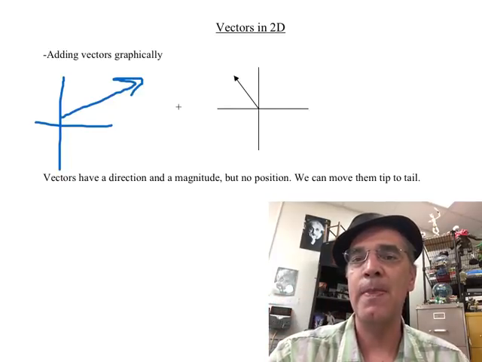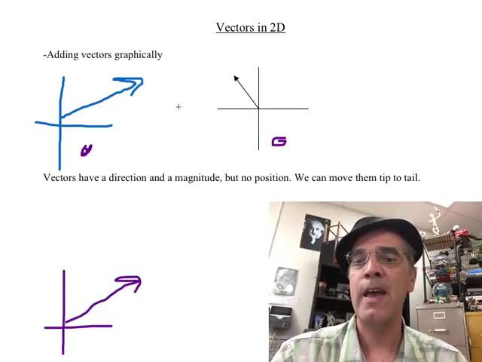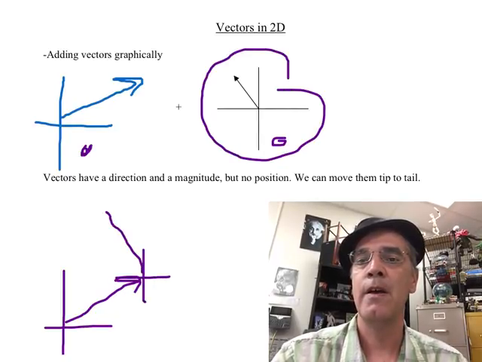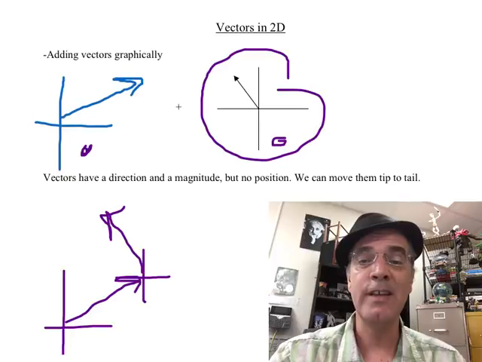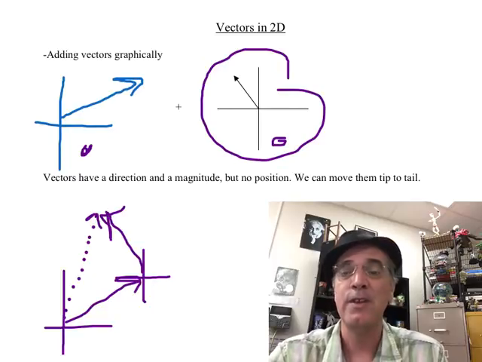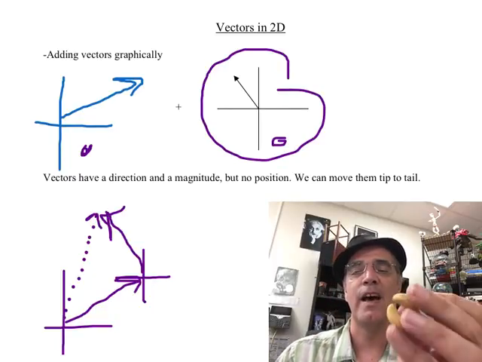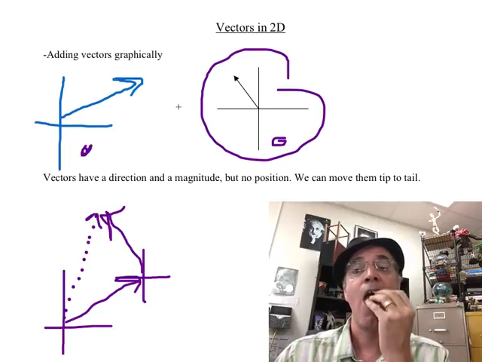So if we want to add this one with this one, we'd first draw that first one, which went like that. Then at the end of that one, we make another coordinate axis and we put this one. And the resultant is basically the dotted line that goes from the beginning of the first one to the end of the last one. We call that putting them tip to tail. So you put the beginning of the second one at the end of the first one, and the dotted line shows you what the resultant would be.